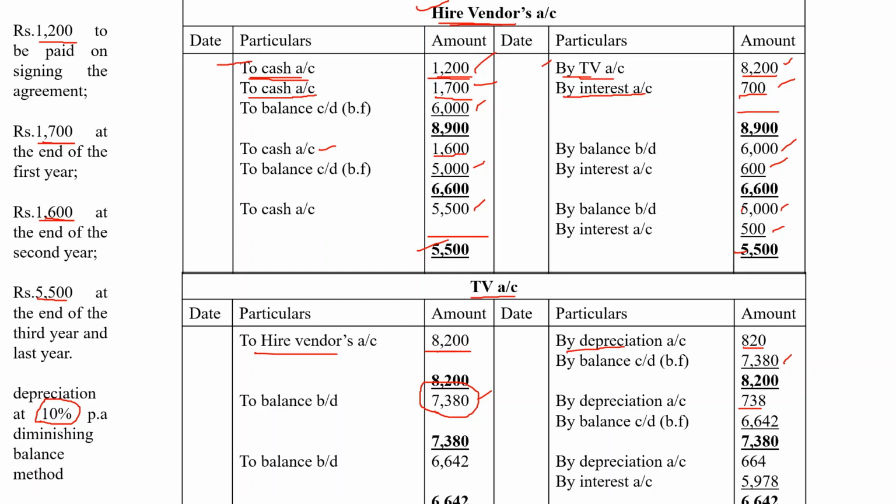Tally your account, find the balancing figure, bring down the balancing figure to the next year. Next year again, we are going to charge depreciation on this balancing figure. Since it is diminishing balance, 6,642 into 10%, depreciation will be 664. Tally your account, find the balancing figure. Sorry, this is written as interest wrongly. This is not interest, this is the balancing figure. By balance carried down, bring down the balance to the next year. That's all. We have to work out only for 3 years.